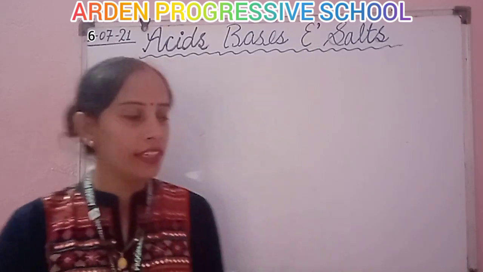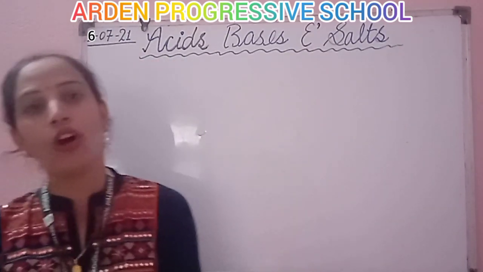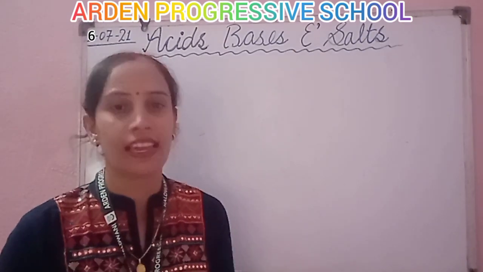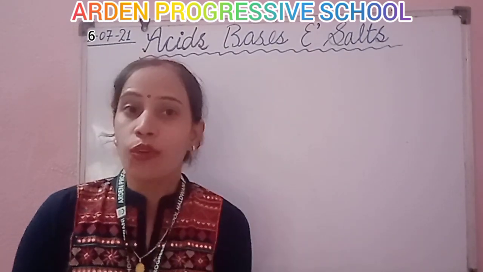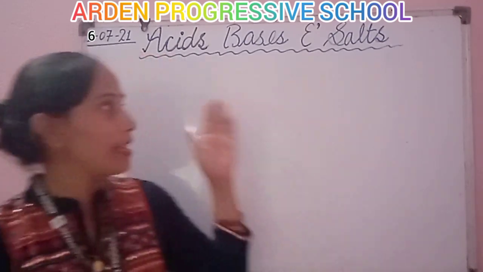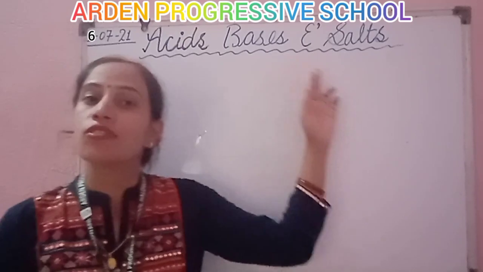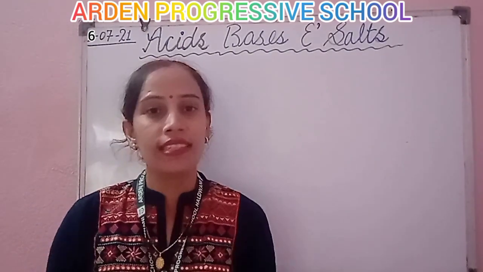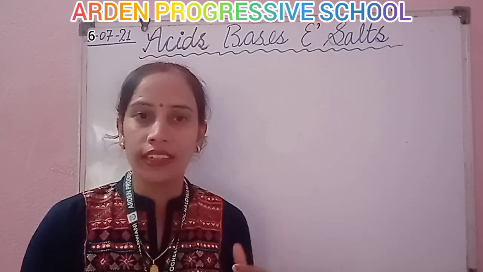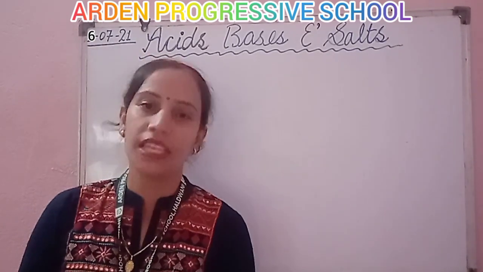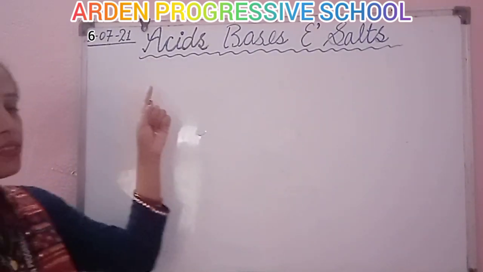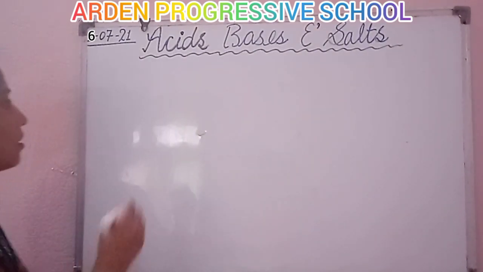Okay. So students, as you all know, we have completed up to chapter 4 in our science. So today I am going to introduce a new chapter, chapter 5, acids, bases and salts. In today's lecture we are going to discuss a common introduction about what acids and bases are. So students, first of all understand the term acid.